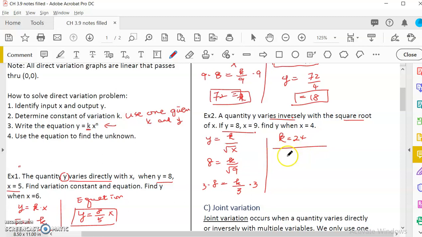Then I would write the equation out, so this is one of the answers they want. The equation is y equals 24 over the square root of x. This is my equation that I figured out by using this pair of x and y. Now, if my x is 4, then 24 over the square root of 4, so that would be 24 over 2, equal to 12.